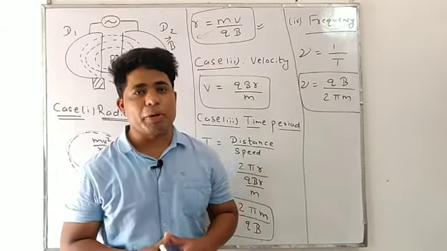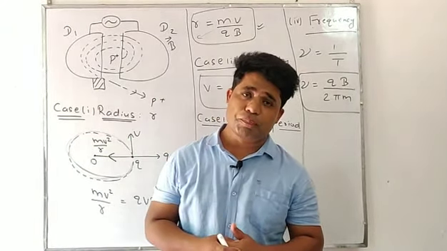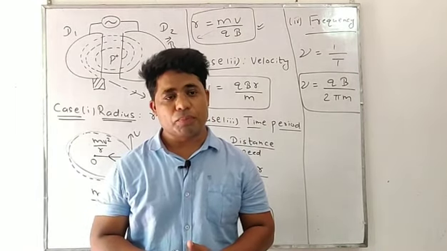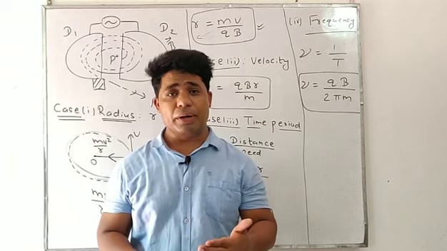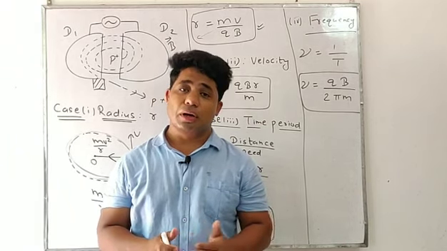Now students, we will discuss applications of the cyclotron. Generally a cyclotron is used to start nuclear reactions. It is also used in hospitals to produce radioactive elements for the treatment of cancer and in diagnosis.